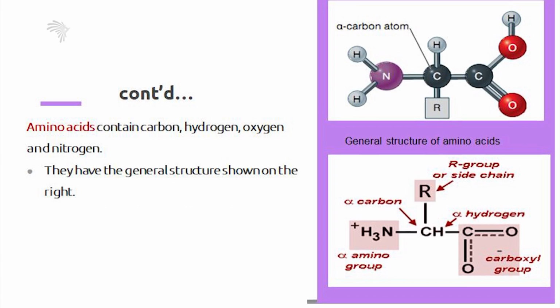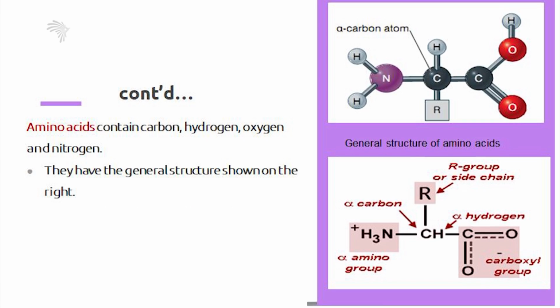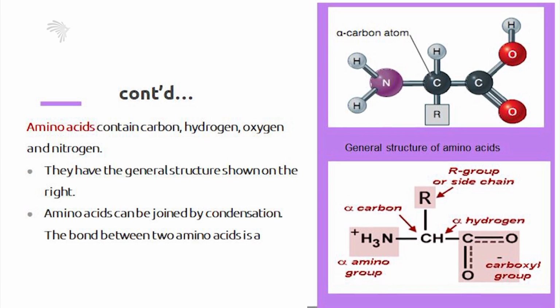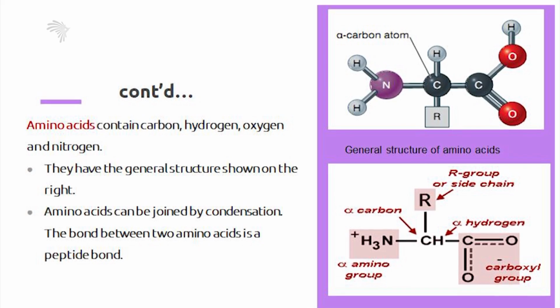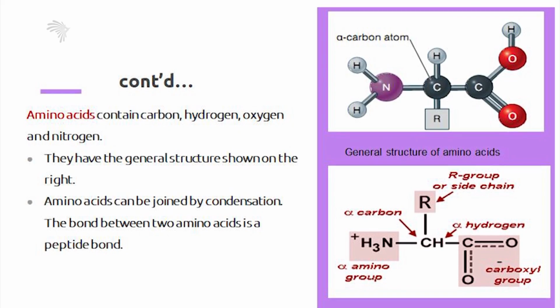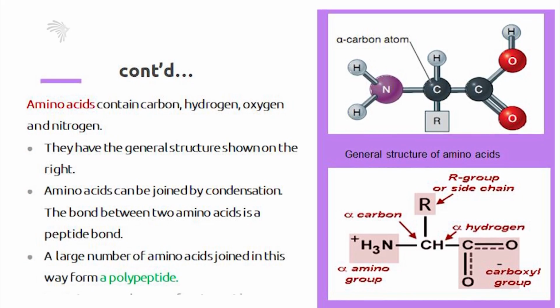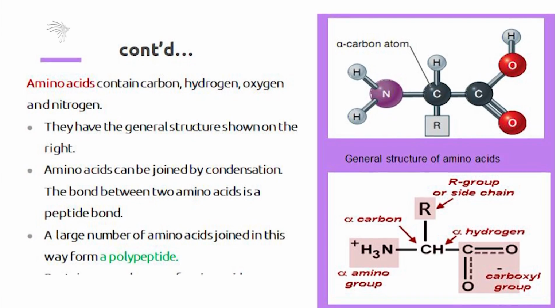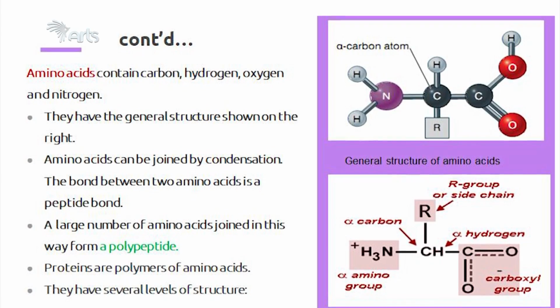Another organic molecule is amino acids. They contain atoms like carbon, hydrogen, oxygen, and nitrogen. Amino acids can be joined by a condensation reaction, and there is a hydrolysis reaction to break them. The bond between two amino acids is a peptide bond. A large number of amino acids joined this way form a polypeptide. Proteins are polymers of amino acids.